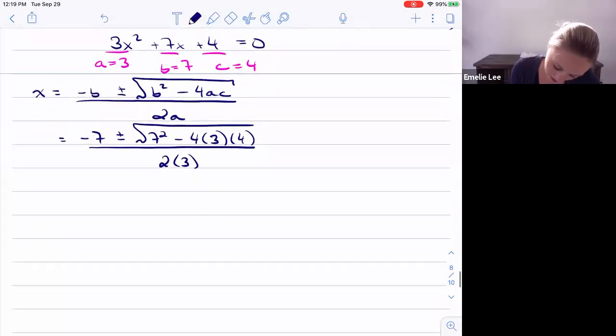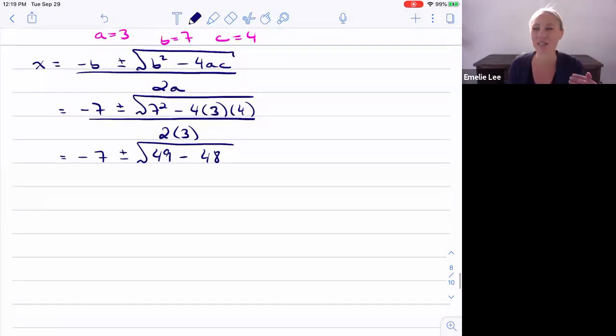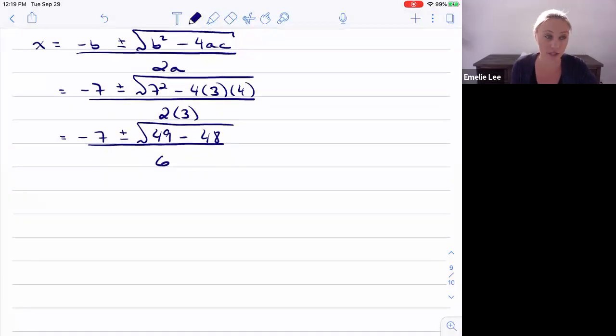So I can simplify things a little bit. I get negative 7 plus minus the square root of 7 squared is 49 minus 4 times 3 times 4, which is 48. 49 minus 48, that's 1, so that's easy enough, right? Dangerously close to getting a negative, right? You don't want to have negatives in there, then there are no solutions. Divided by 6. 2 times 3 is 6.